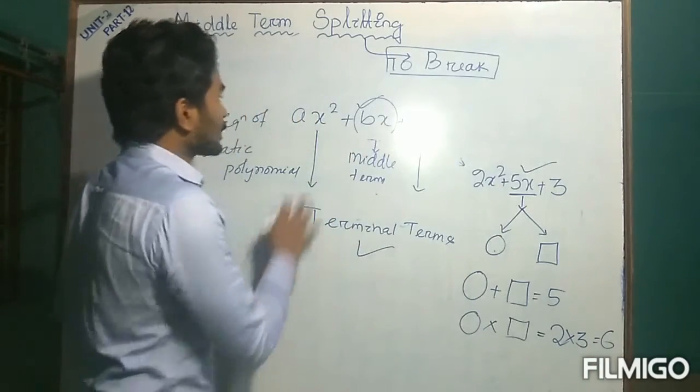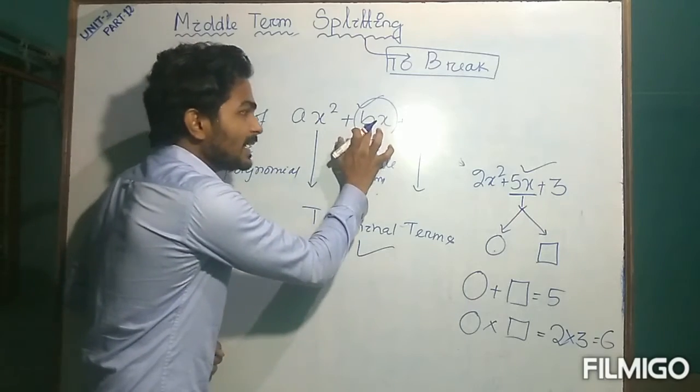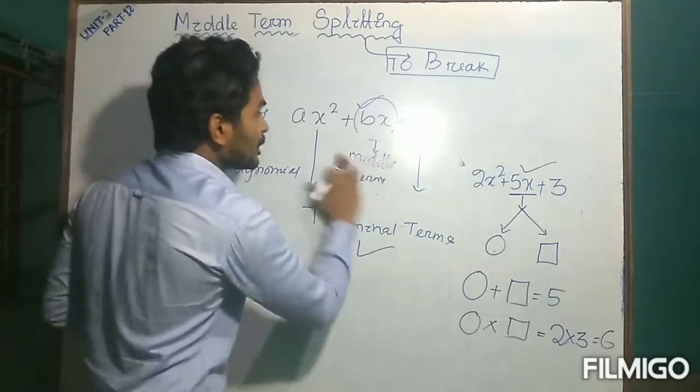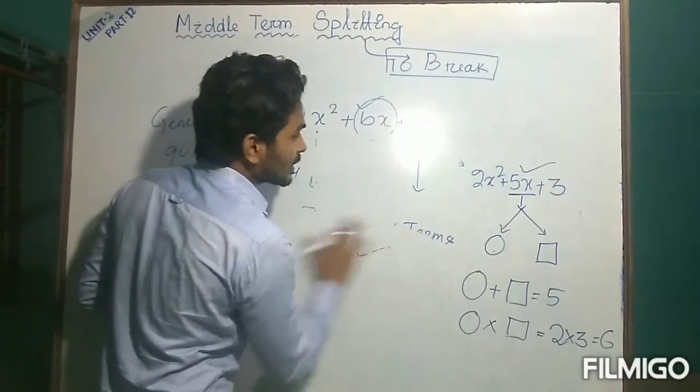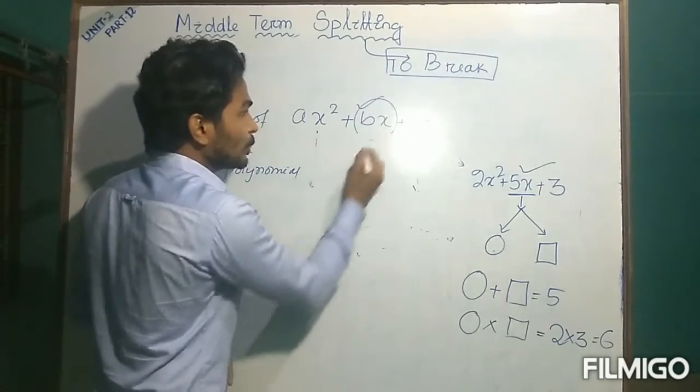Clear? Here, suppose b is the middle term. So b must be divided into how many parts? It must be divided into 2 parts.